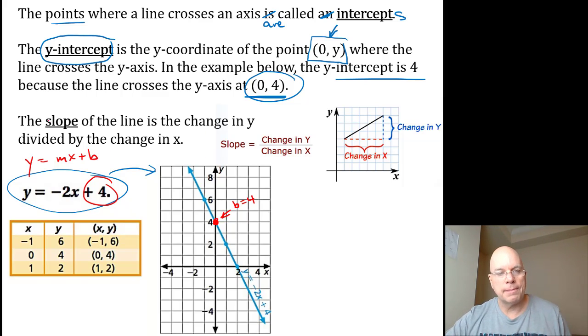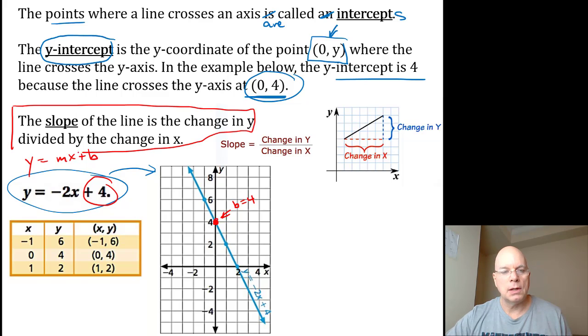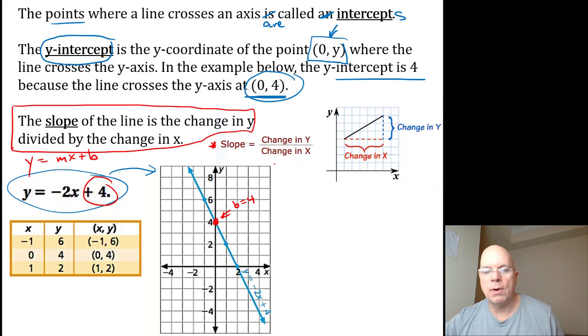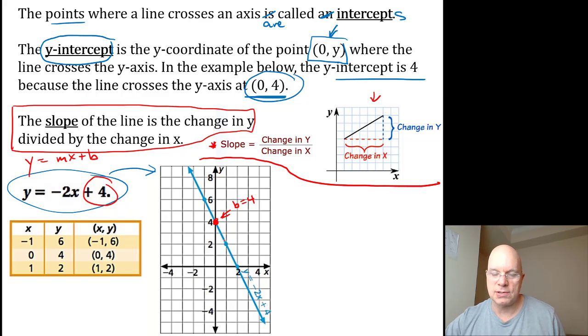The slope, this is what we're focusing on today. The slope of the line is the change in y divided by the change in x. So you see it written here. Slope is change in y over change in x. So now I want to make something clear. Right now, I'm just talking about this little line segment that we have right here. I'm not talking about this other line. We're going to use this other line from the do now as a second example.